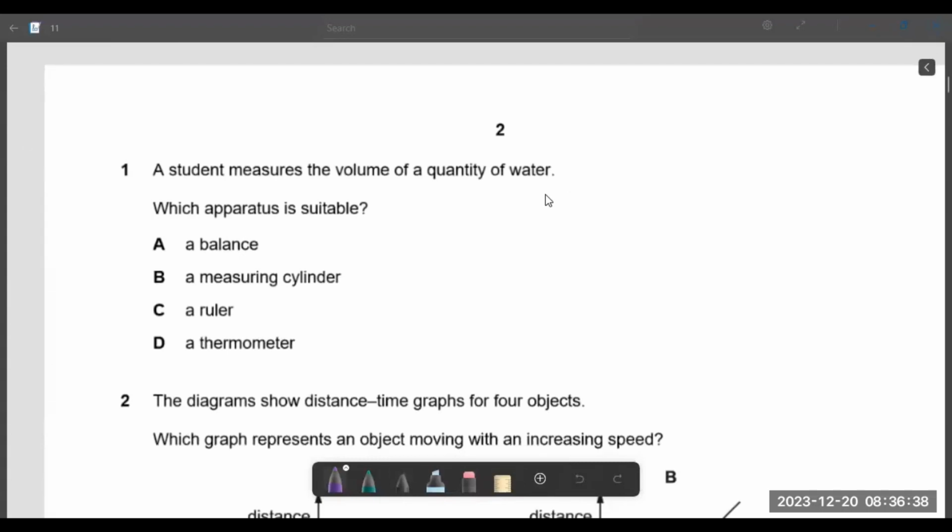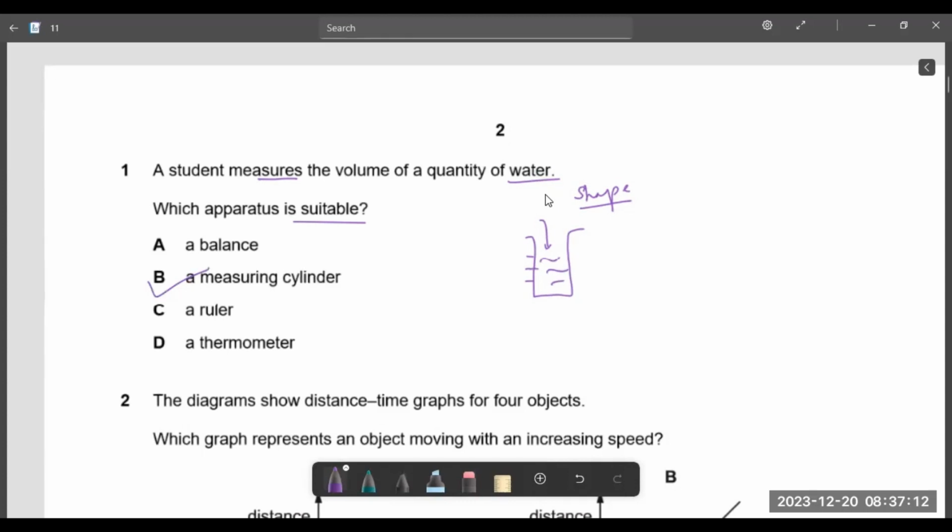Here the first question is a student measures the volume of a quantity of water. Which apparatus is suitable? As it is water, it does not have any specific shape. We need a measuring cylinder, so we can pour the water and measure the volume. So here the answer is B, measuring cylinder.